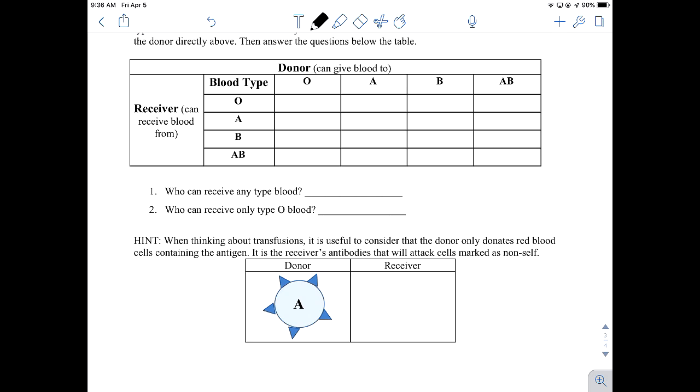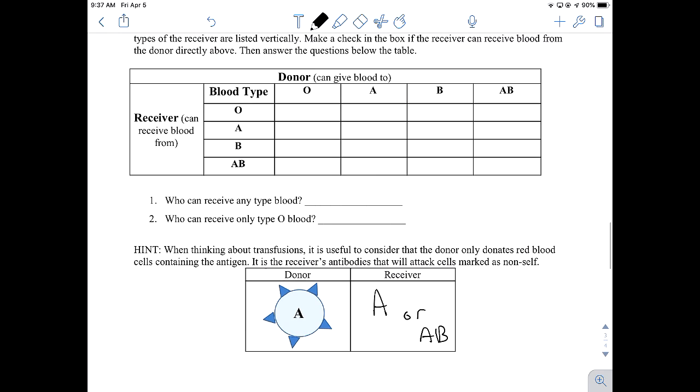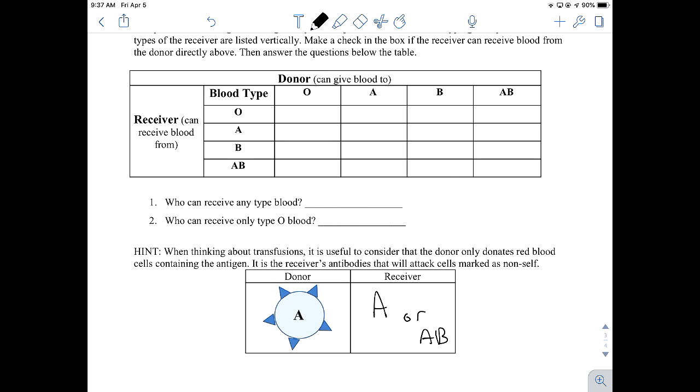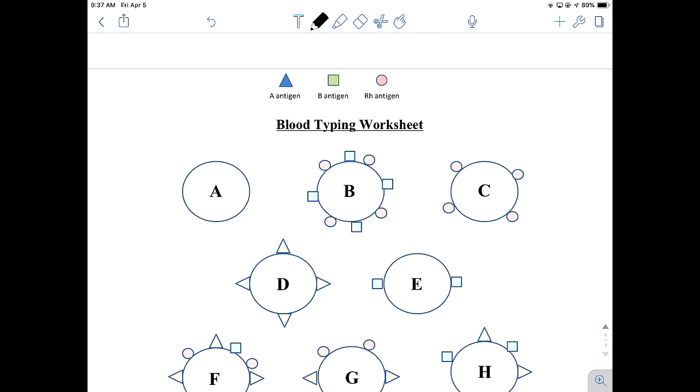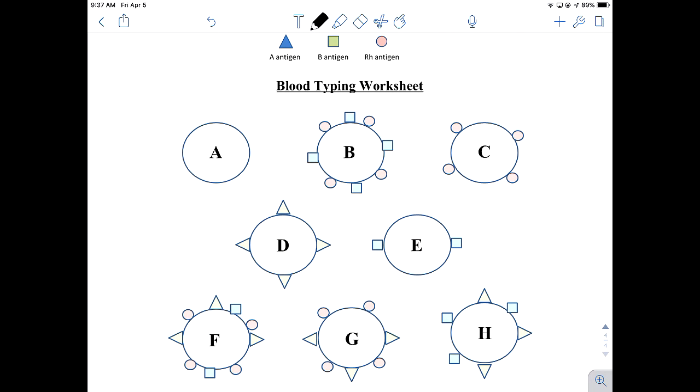So if the donor has A antigens, then the receiver should also have A antigens. This is one way to look at it. Yeah, that makes sense. So the receiver here should be A, or maybe you have to have both A antigens. I'll leave that there. Okay, so please fill out that table, and then on the back you'll also find another example of these cartoons, and try to go through and type the bloods that we see.